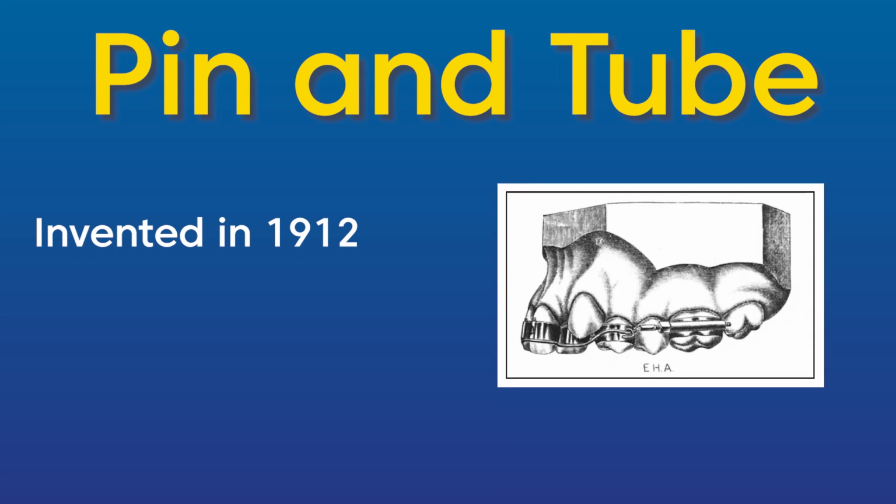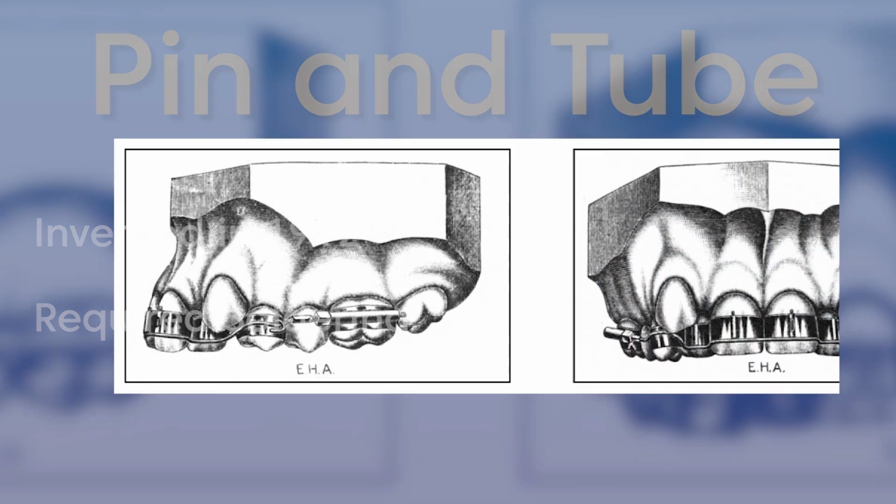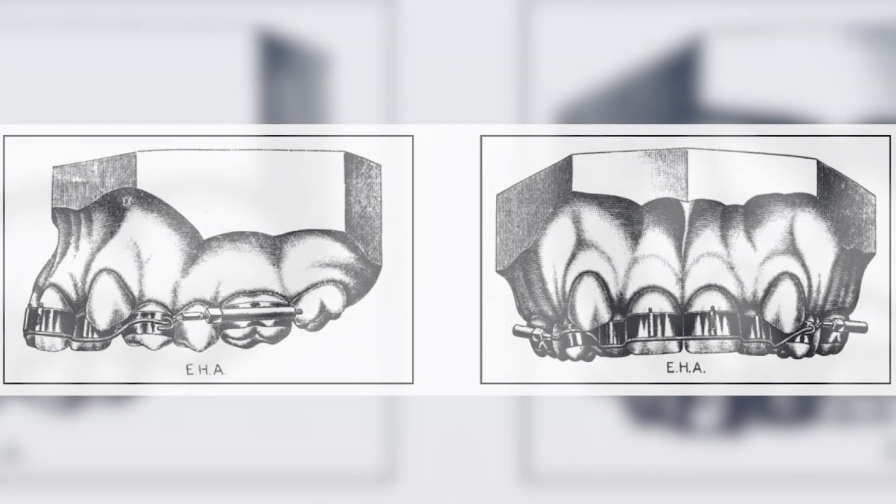This was a complete banded appliance with a vertical tube that is soldered to the tooth's labial surface. The arch wire was soldered to pins, which were then put into the tubes. At each appointment, the pin placements were changed by resoldering them to the arch wire to shift the teeth. The need for resoldering made this appliance more complicated and it was only used with particular cases.